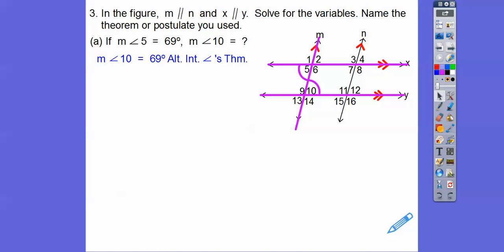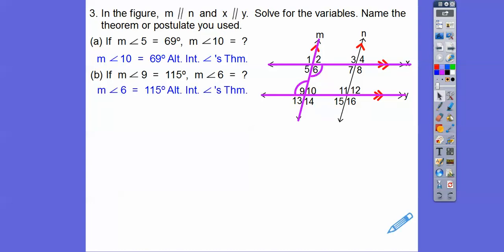All right, so the next one here, you guys, is 9 and 6. So let's look at 9 and 6. Here's 9, here's 6. Those are alternate interior angles also, so they're congruent. So 6 must be 115. Okay, how about 12 and 8? I'm sorry, 12 and 7. Okay, 12 and 7. Let's see. Well, here's 12. Here's 7.